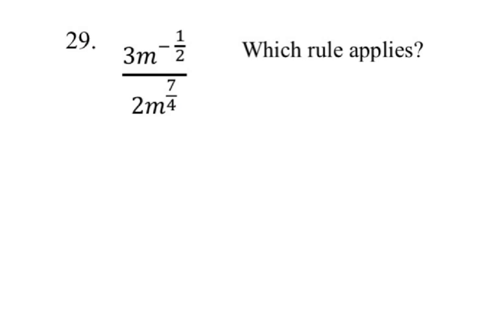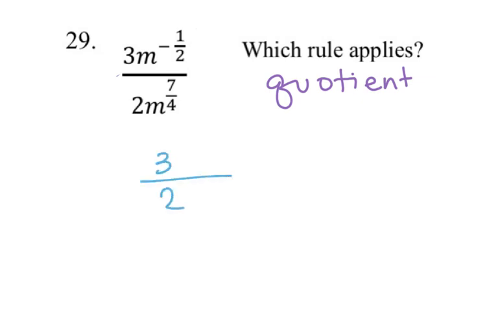Okay, on this one, number 29, pay attention to what has the power. M has the negative 1/2 power. 3 has a first power. 2 has a first power. M has the 7/4 power. So looking at which rule applies, you've got something being divided, and we've got the same bases here. So this is the quotient rule that is going to help us here. And so what I can do is I'm going to have my 3 divided by 2, which I can't do anything about. That doesn't simplify. So I'm going to have my 3/2.